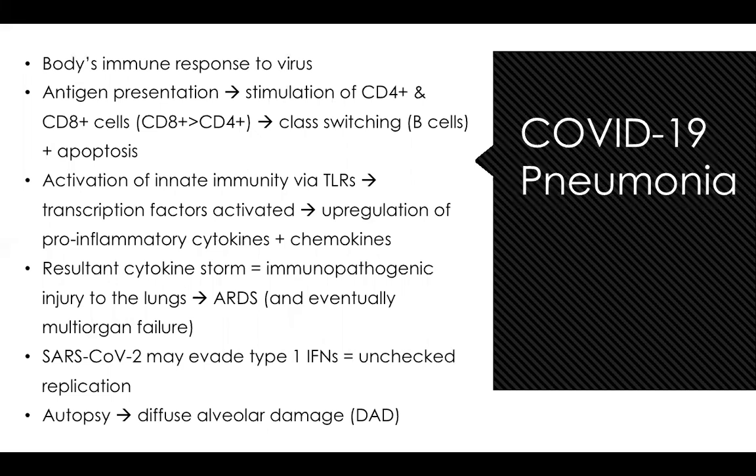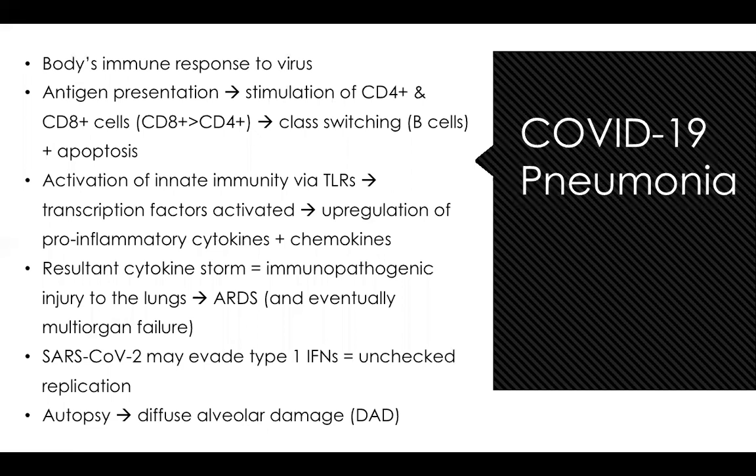Obviously the virus is also causing damage, but the body's immune response to the virus is what predominantly results in such severe disease. I talked about antigen presentation, those foreign viral particles. Your body presents them on these things called MHCs, and then these stimulate your CD4 cells, your CD8 cells, which are your T helper and your cytotoxic T cells. And then those release cytokines, or they release enzymes in the case of cytotoxic T cells, which result in apoptosis, class switching. And so the B cells, class switching just refers to when B cells start making a different type of antibody.